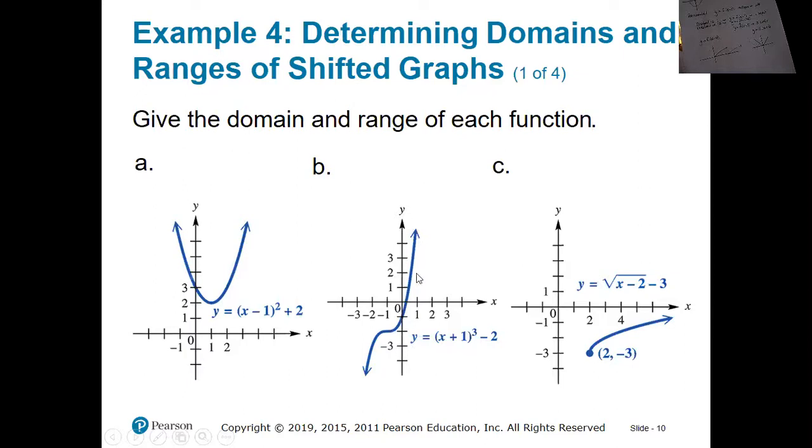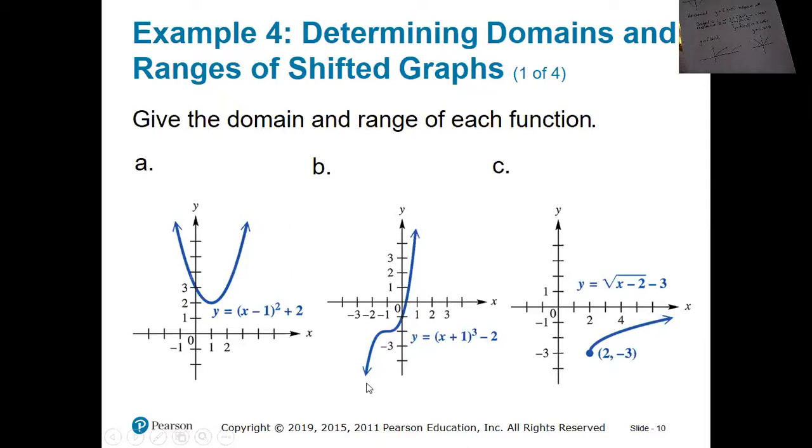That's the cubic equation, right? It looks like a chair. That's cube. All right, so what do we do? We went 1 to the left, so we have to put a +1, and it's cubed, right? X cubed, we just put a +1, and then we took it and we went down 2, so -2. Now, what do you think that domain is of this graph?